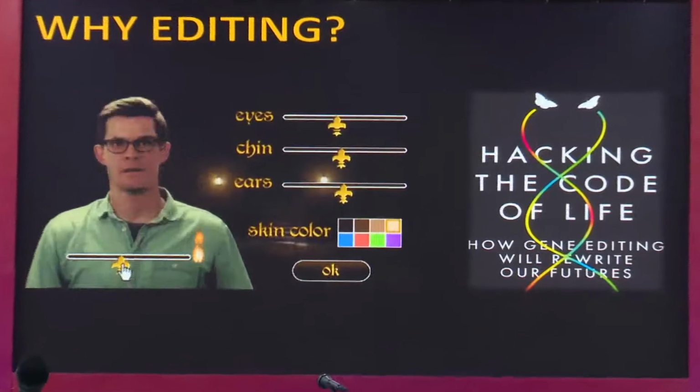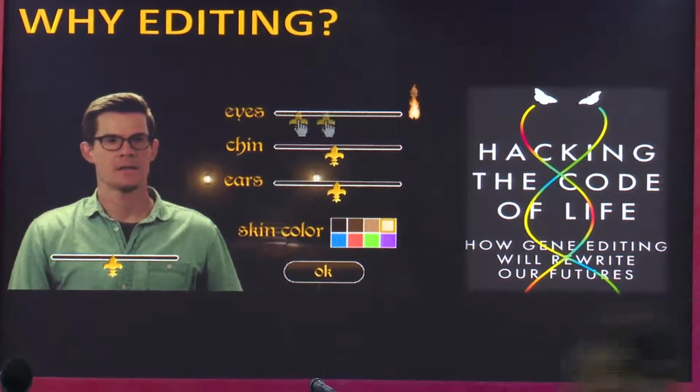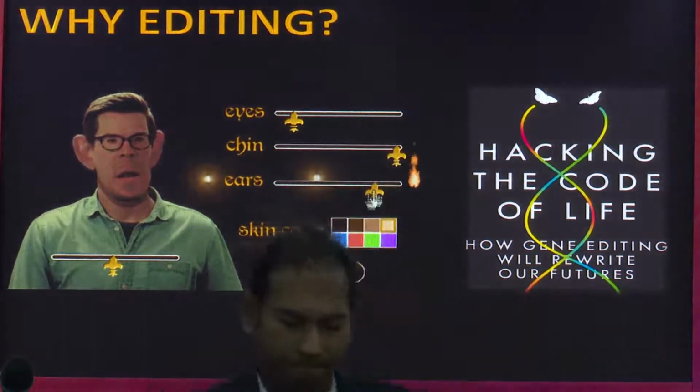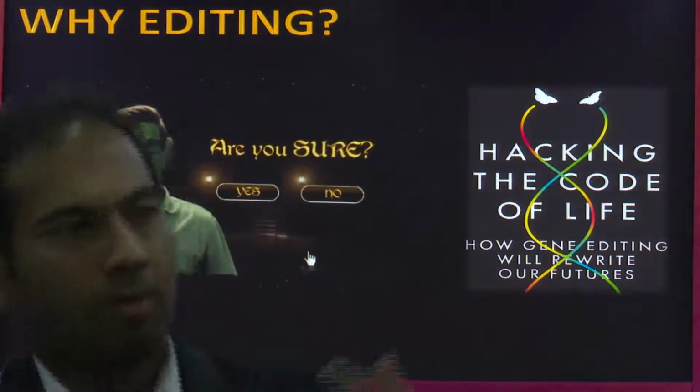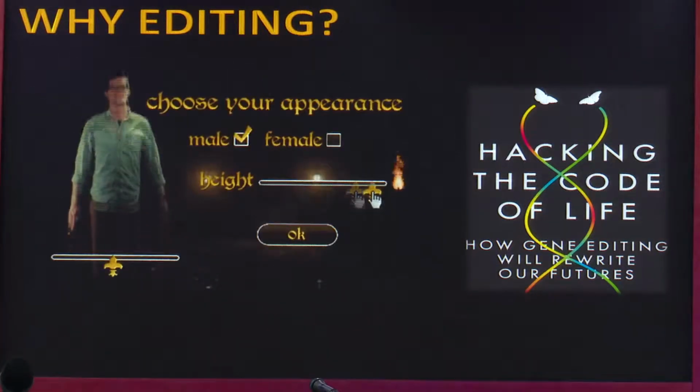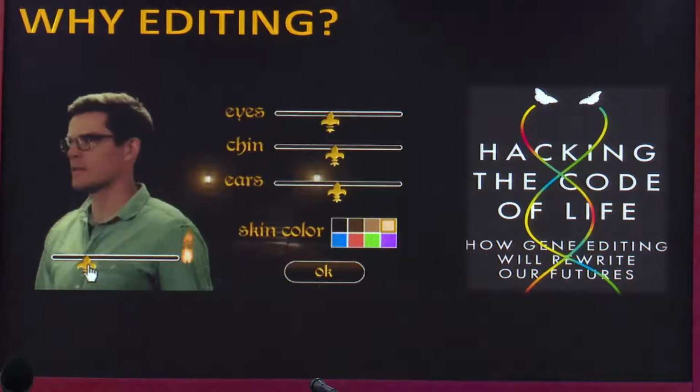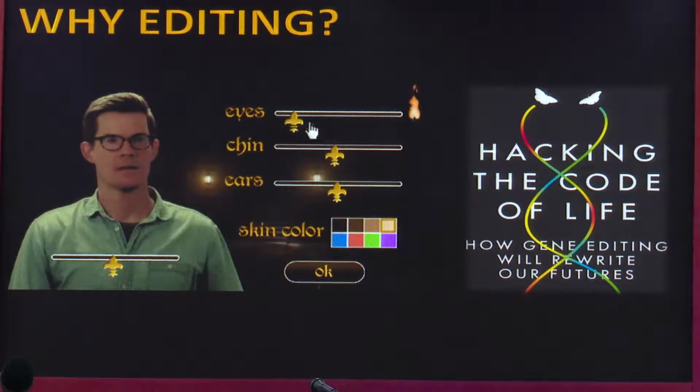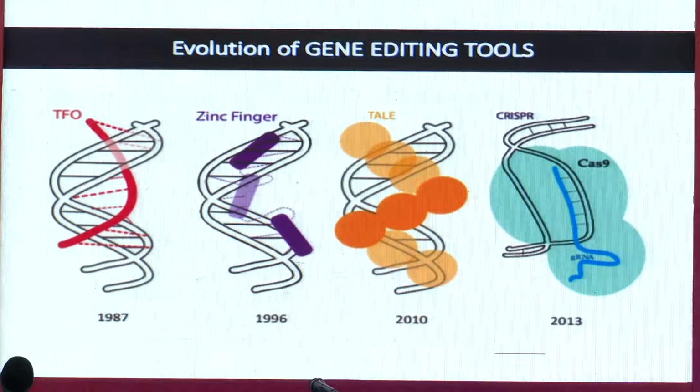So why are scientists so obsessed about editing genes? Because genes have a fundamental role in building and sustaining life. It is the dream of every scientist to be able to edit DNA because it will be like hacking the code of life and it has the potential to change our futures.